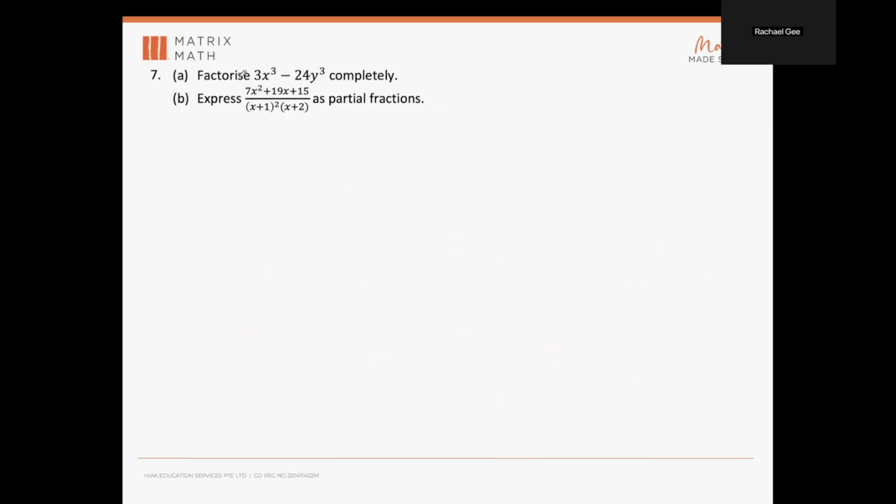Okay, for question 7, factorize this completely. So for 3 and 24, you can take out a common factor of this. Once you take out a common factor, then you can change your 8y³ into (2y)³. So you have a difference of cubes. When you have a difference of cubes, you can just apply the formula, then you have this. This will be a - b, then this is a², ab, and then b². Plus, minus.